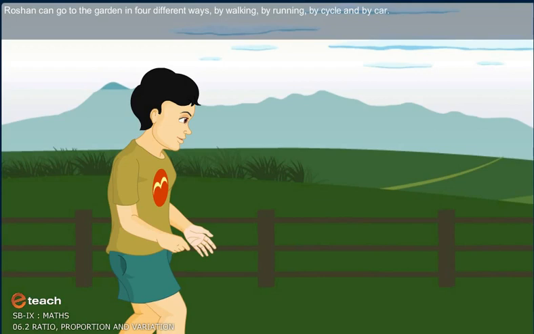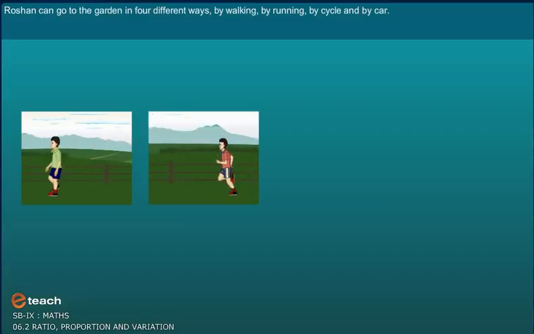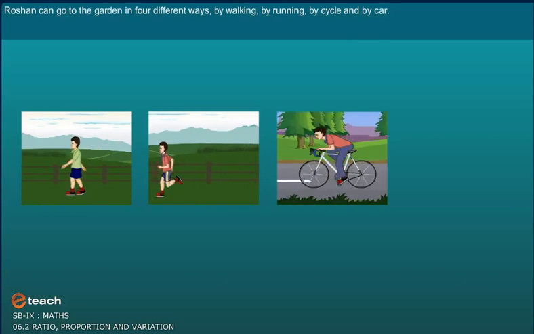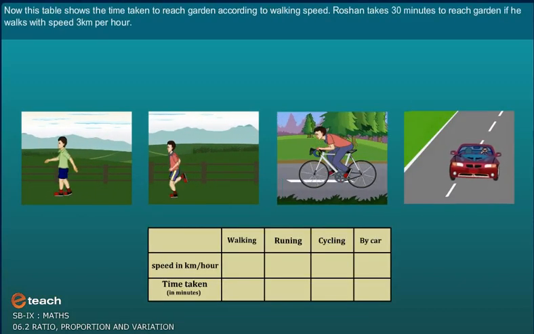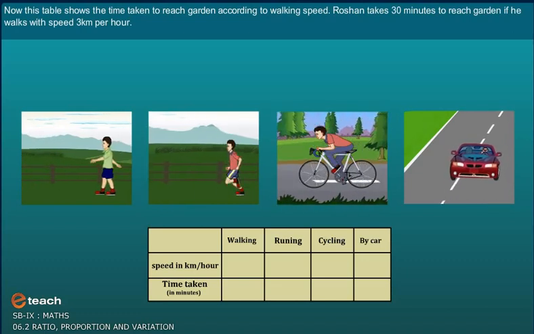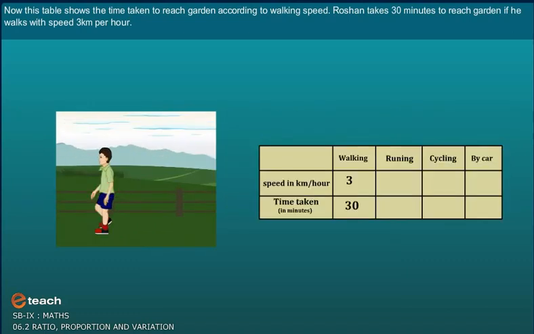Roshan can go to the garden in 4 different ways: by walking, by running, by cycle and by car. Now this table shows the time taken to reach the garden according to speed. Roshan takes 30 minutes to reach the garden if he walks with a speed of 3 km per hour.